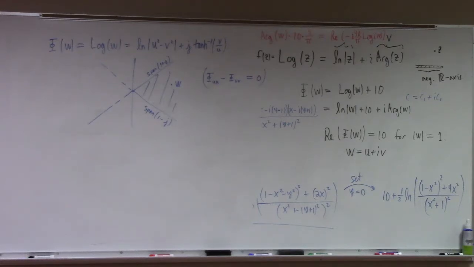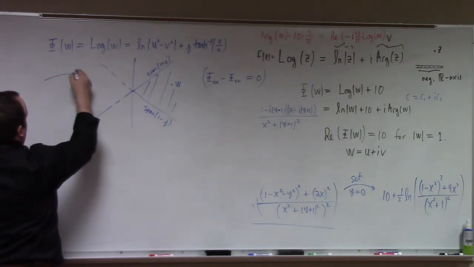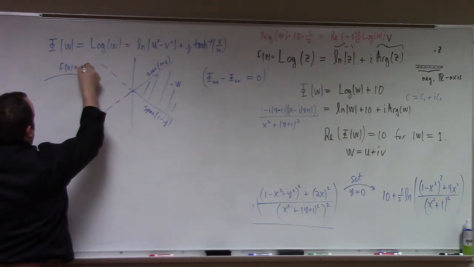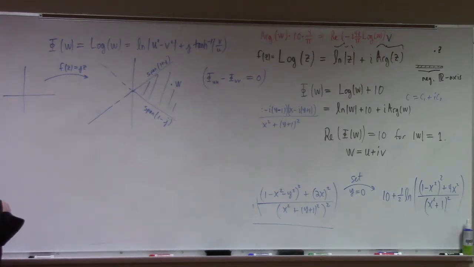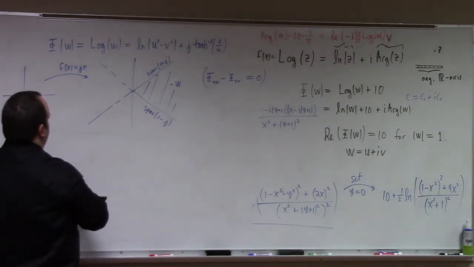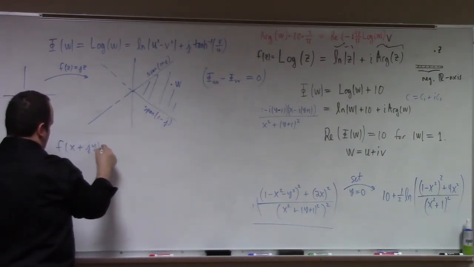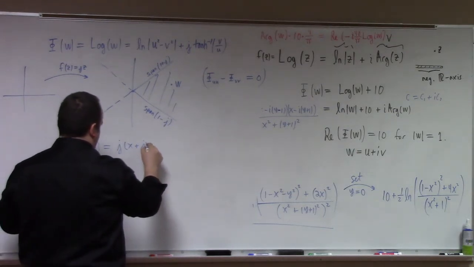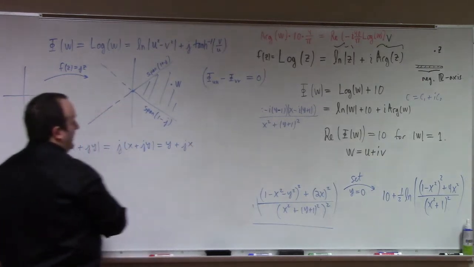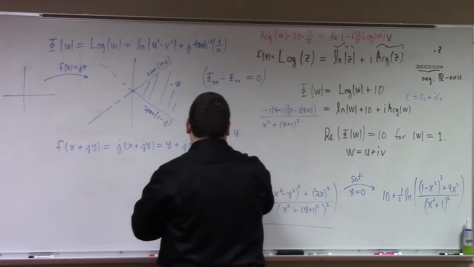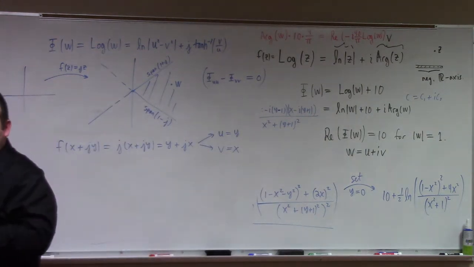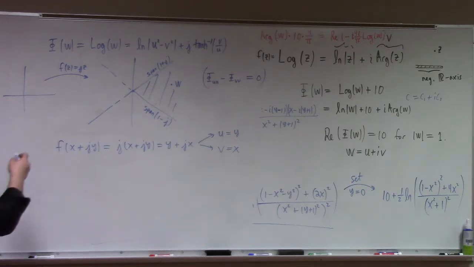Now, what mapping did we look at? Okay, let me set up the picture. We looked at the mapping f of z equal to jz. Sorry, I'm an idiot. f of z equal to jz, what is that? f of x plus jy is equal to j times x plus jy, which is y plus jx. So you see what we got here. We've got u equal to y, and v equal to x in the simple example. What's the inverse image of that sector back to the xy plane?